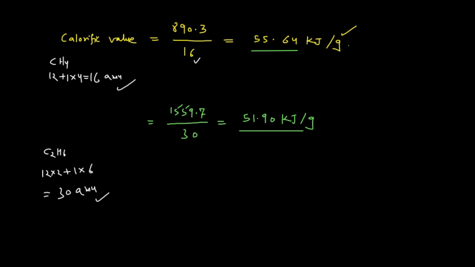It clearly indicates that methane is a better fuel in comparison to ethane, because ethane's calorific value is low, 51.90, and methane's calorific value is high, 55.64. And by definition, the fuel which will give you the higher energy will be your better fuel. That's why methane is the better fuel. I hope this is clear to you.